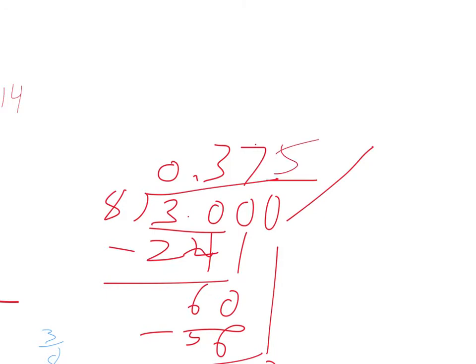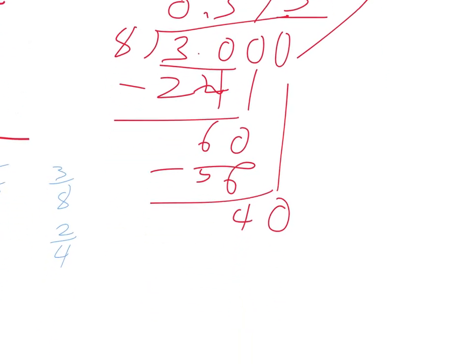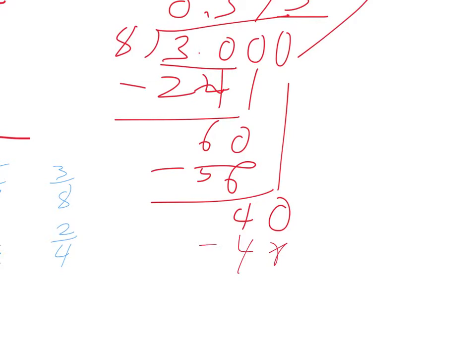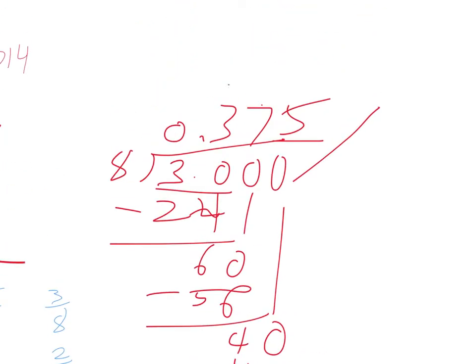8 is going to go into 45 five times. 5 times 8 is 40. 40 minus 40 is 0. So we have nothing left over. Don't need to bring down any more. We have ourselves a decimal. 375 thousandths is going to equal 3/8.